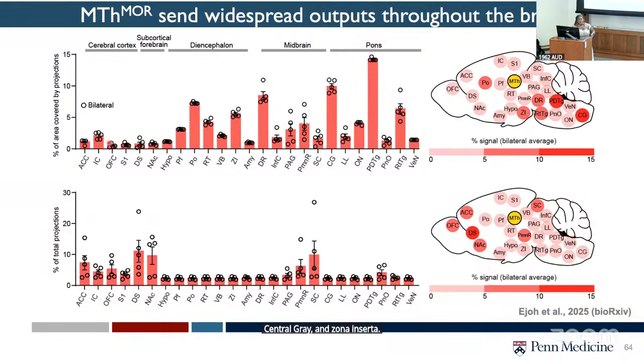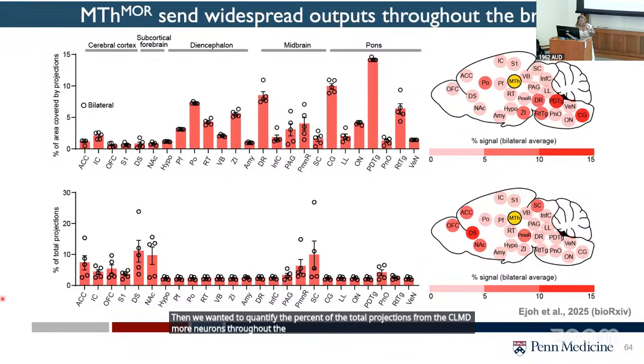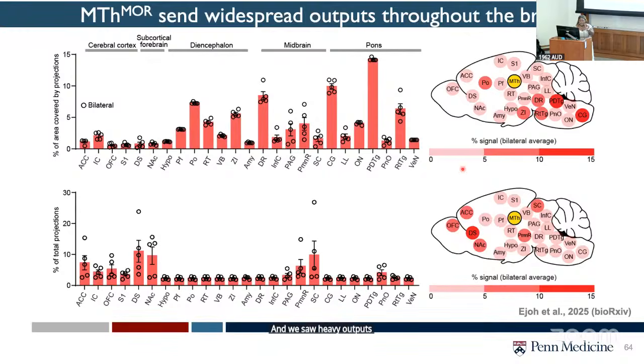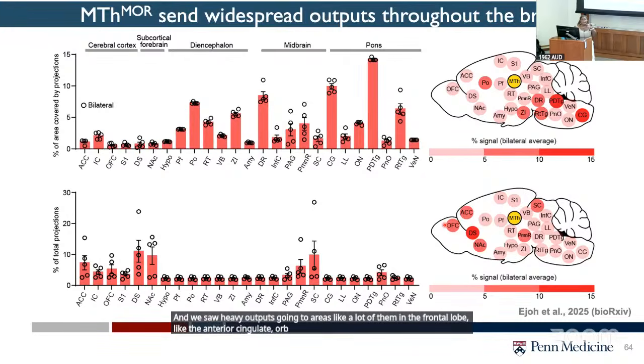Then we wanted to quantify the percent of the total projections from the CLMD Mu neurons throughout the brain to our top 25 regions. And we saw heavy outputs going to areas, a lot of them in the frontal lobe, like the anterior cingulate, orbitofrontal cortex, as well as areas like the dorsal striatum and the nucleus accumbens.